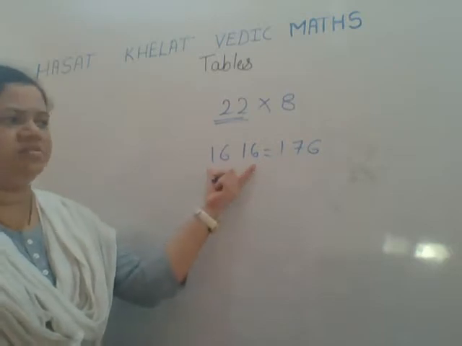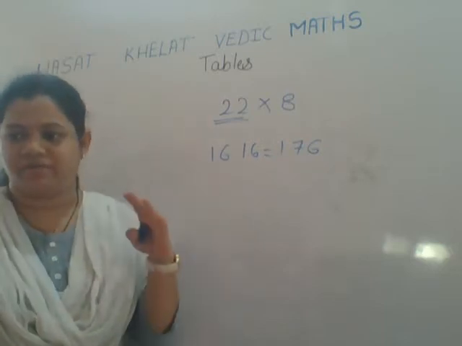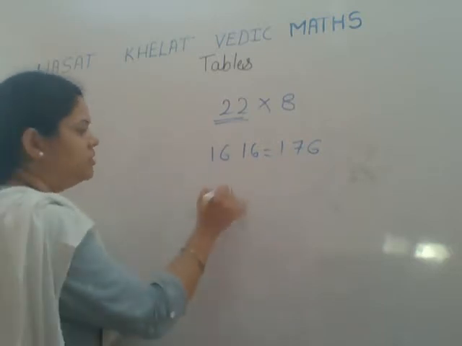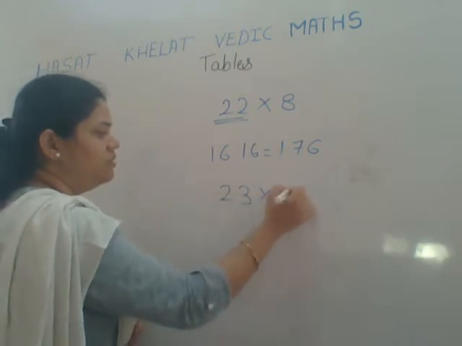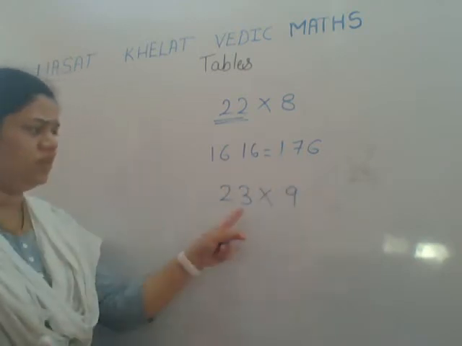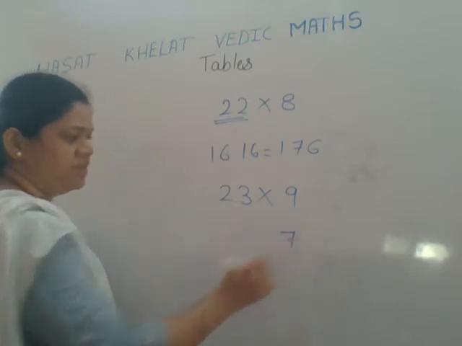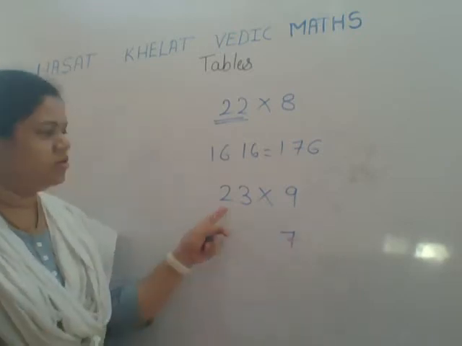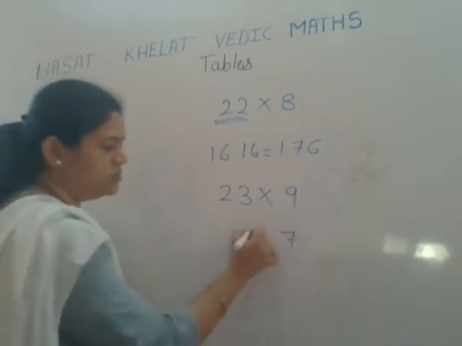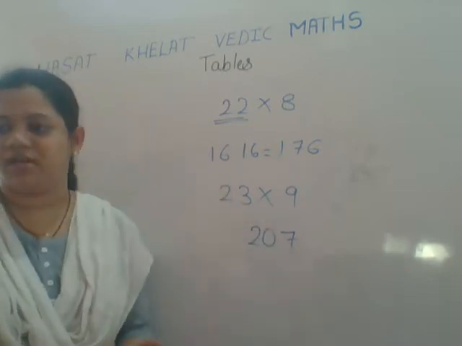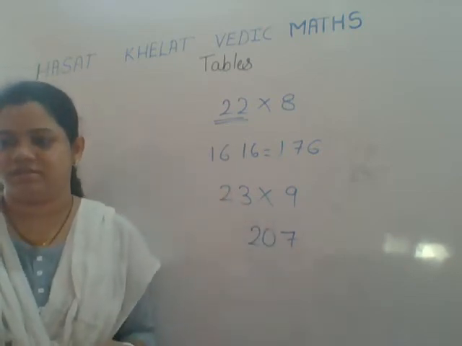No need of writing this also, if it is in your mind. Okay. Another number we'll see: 23 multiplied by 9. 3 nines are 27, 7 I will write, 2 is carry. 2 nines are 18, 18 plus 2 how much? 20. Got the answer very quickly within a few seconds.